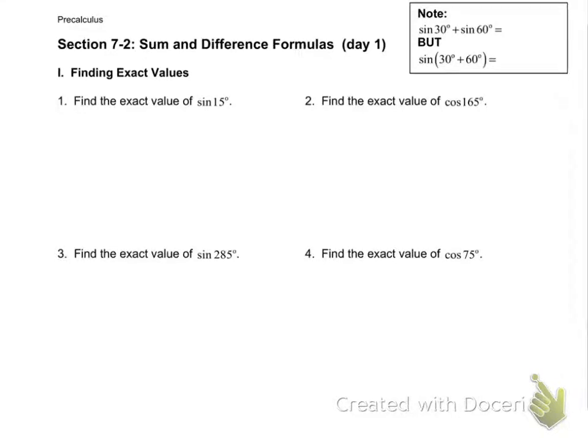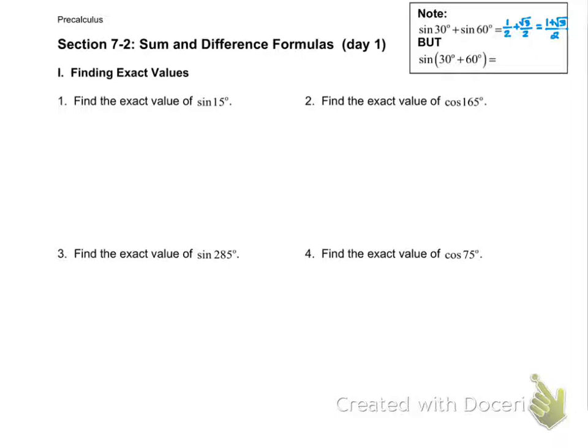Section 7.2, Sum and Difference Formulas. Before we begin, we need to note two things. Over on the right-hand side, you see that we have sine of 30 plus sine of 60. Well, this equals, from the unit circle, the sine of 30, which is 1/2, and sine of 60 from the unit circle is root 3 over 2. So this whole thing equals 1 plus root 3 over 2.